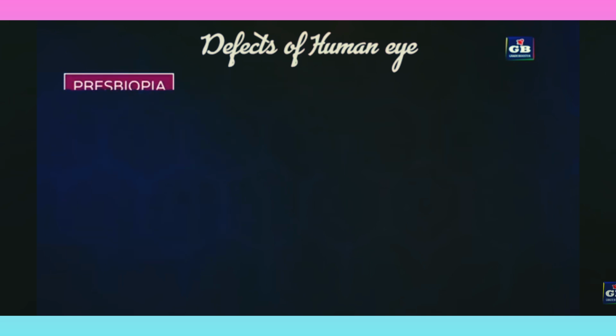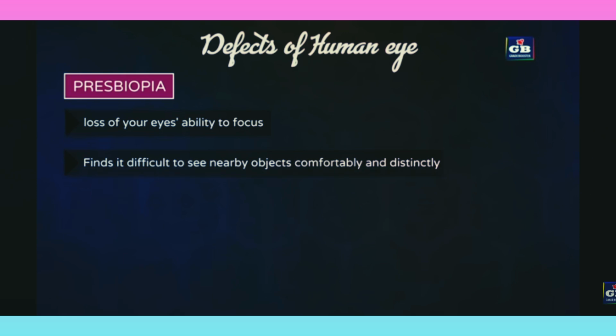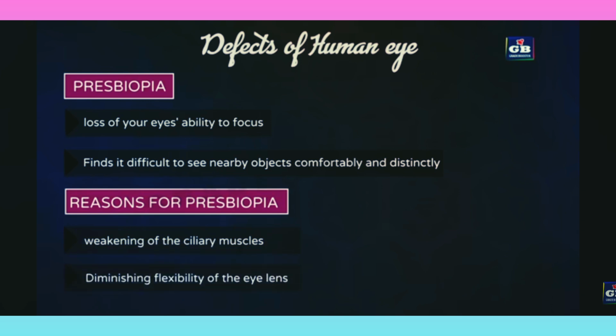Third one, presbyopia. Presbyopia is the gradual loss of your eye's ability to focus on nearby objects. Presbyopic people find it difficult to see nearby objects comfortably and distinctly without corrective eyeglasses. This defect arises due to the gradual weakening of the ciliary muscles and diminishing flexibility of the eye lens.